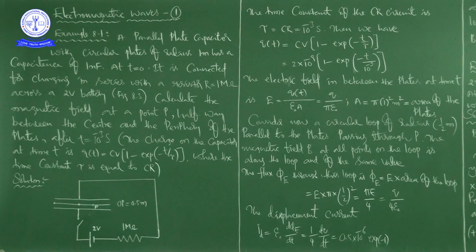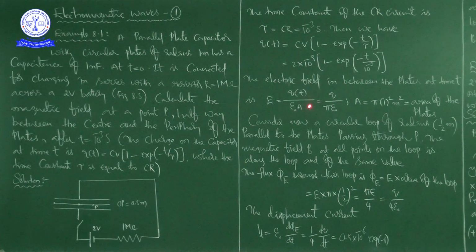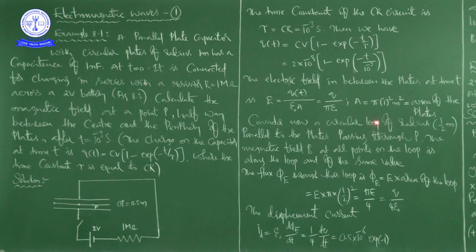See here, what is A? A value is pi into 1 square. Actually A is pi r square, no? What is r? r is 1 meter, no? See here, radius of 1 meter. So when r is equal to 1, what is the A value? Pi only. That's why in place of A they have written pi. We have to understand that A value became pi by substituting the radius of the circular plate, that is A is equal to pi.